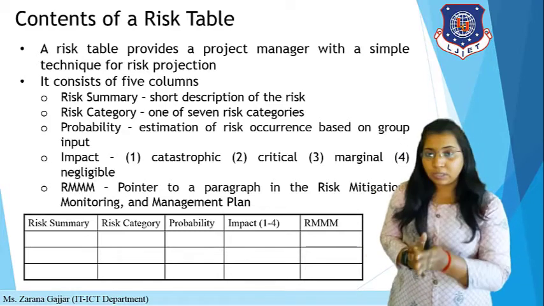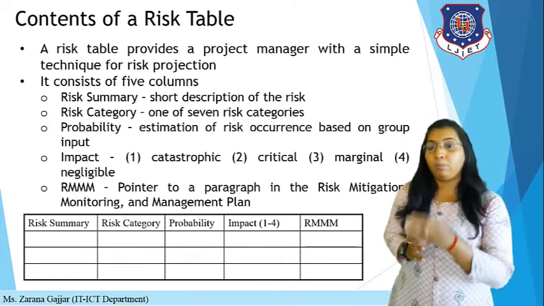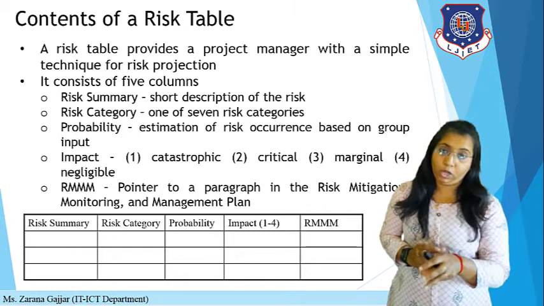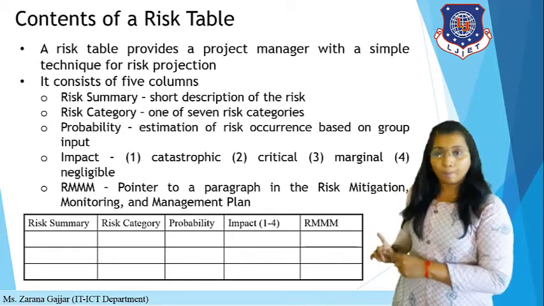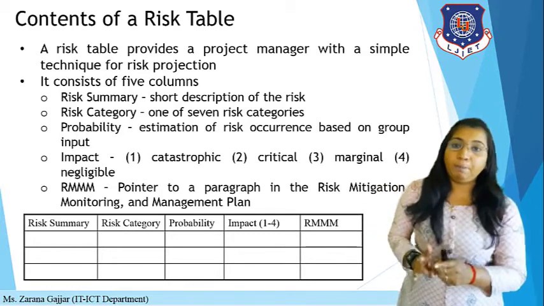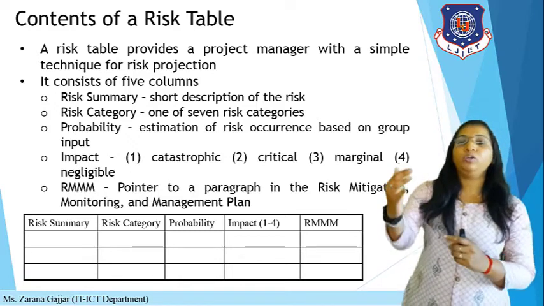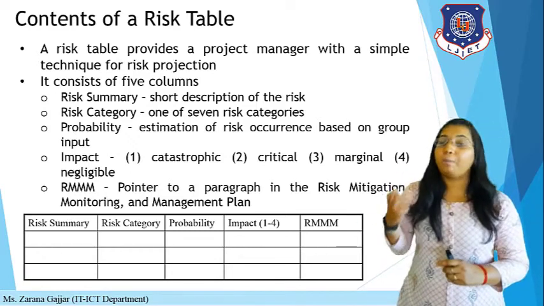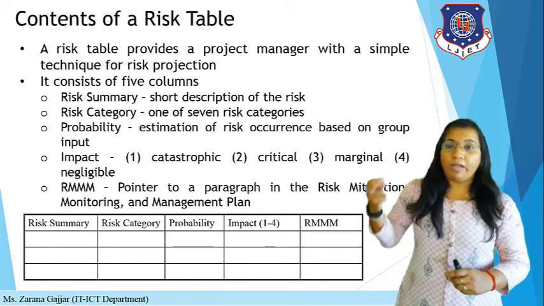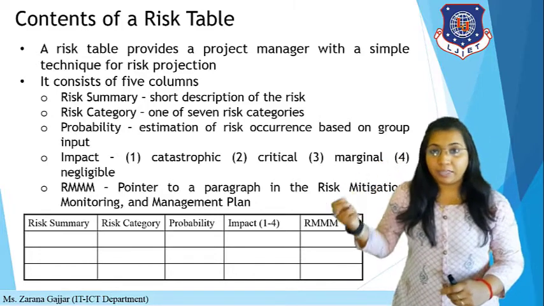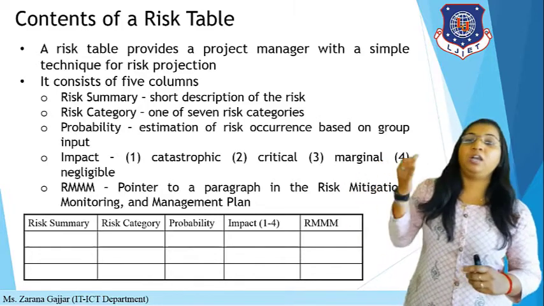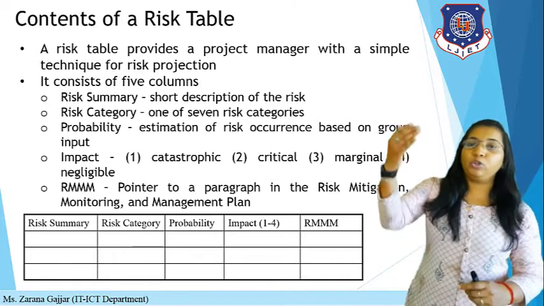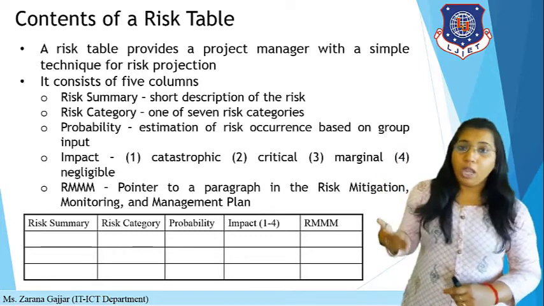Okay, so if you are giving some input, then based on the given input, you have to define the probability of a particular risk in the probability column. Then impact 1 to 4 means you have to define the impact level of the particular risk, whether the risk is catastrophic, critical, marginal or negligible. So you have to define any one of these impact levels.